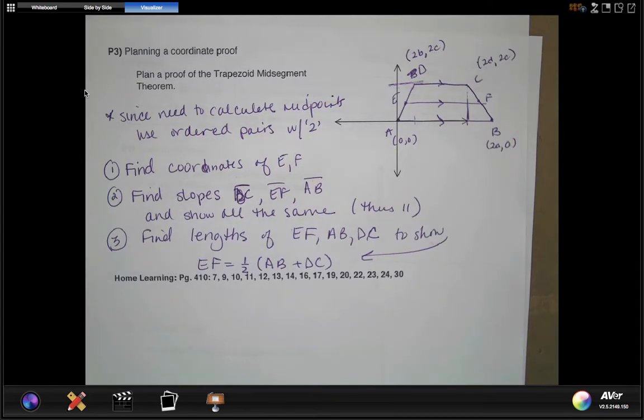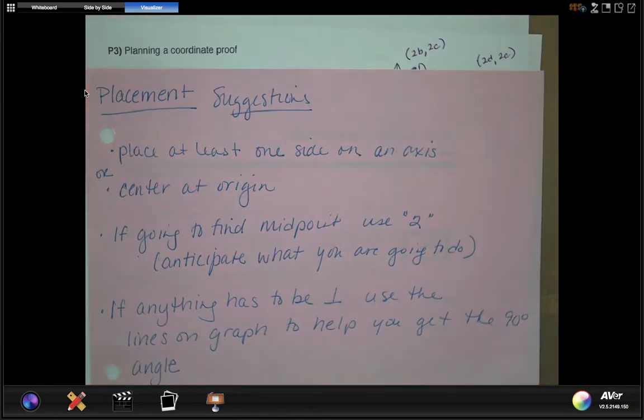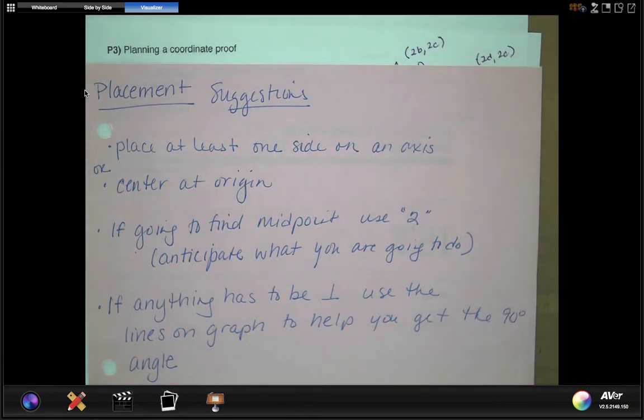Oh, and before I even pick out some to do with you, just some suggestions here for your placement. Place at least one side on an axis. So like you have one of the vertices on the origin, or you could try to center it at the origin, kind of like what I talked about in the first page there. If you're going to be finding the midpoint, just put that 2 in front of them. Instead of using A, comma B, you use 2A, comma 2B. That just kind of makes it easier when you're dividing it by 2.